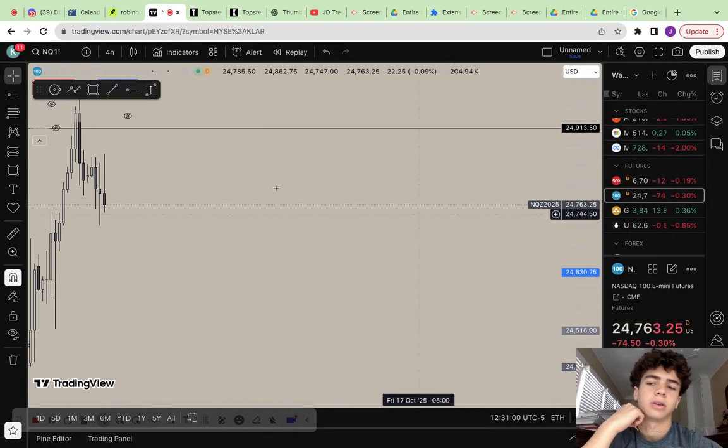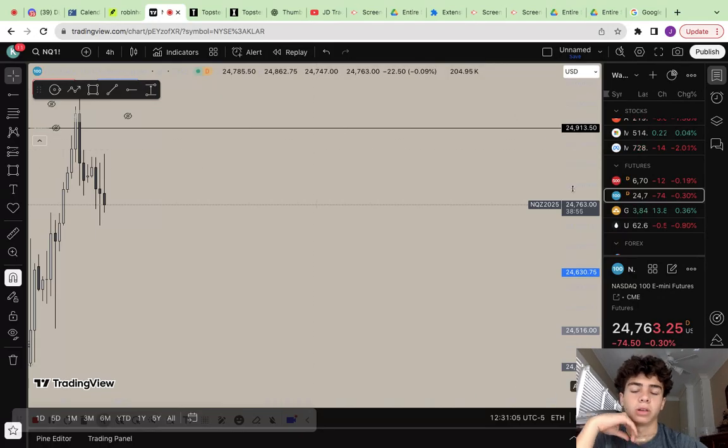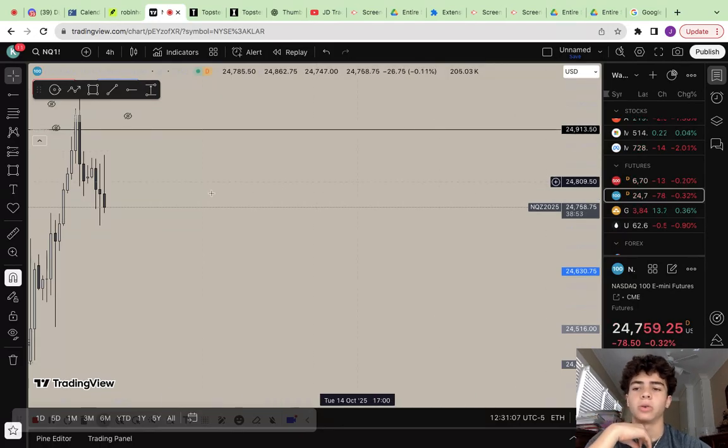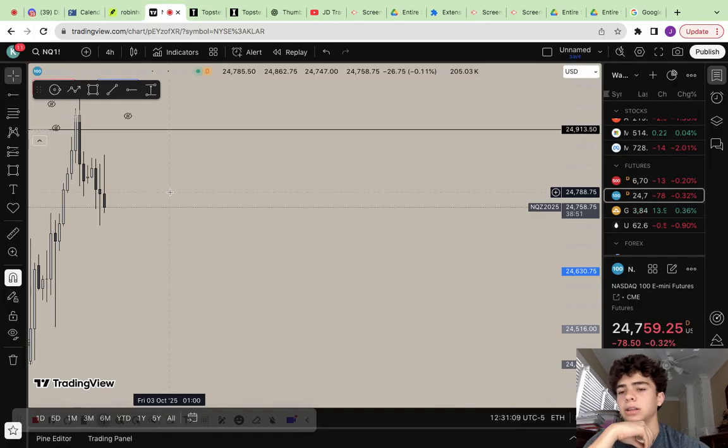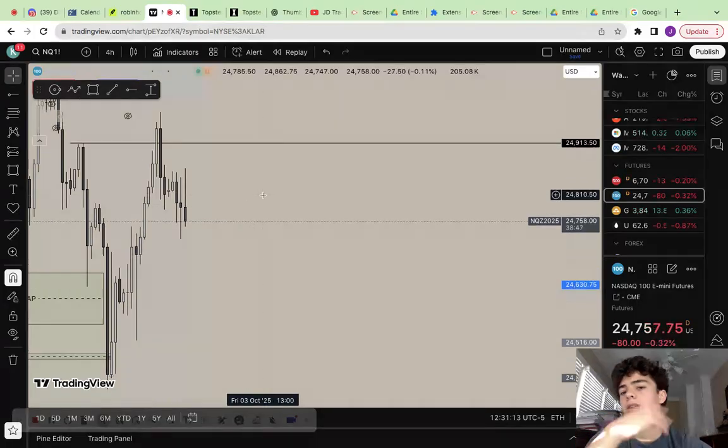A rejection block is a wick that takes out a higher low and closes back below it. Also, instead of a higher low, you can use the term liquidity, because liquidity is resting orders, and resting orders are resting at highs and lows. So basically, let's look at this 4-hour example.